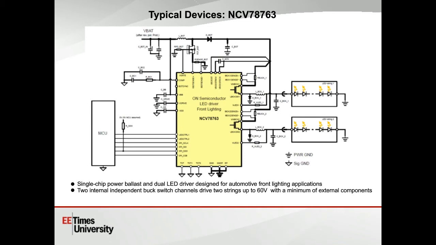First device we're going to talk about is the NCV78763. This is a single chip device. It's designed for automotive front lighting applications, high beam, low beam. These include daytime running lights, turn indicators, fog lights, and so on. This is set up to drive 2 LED strings. Forward voltage of the combined string can be up to 60 volts, and it can provide up to 1.6 amps from a standard 12-volt battery, which means it's a switching solution.